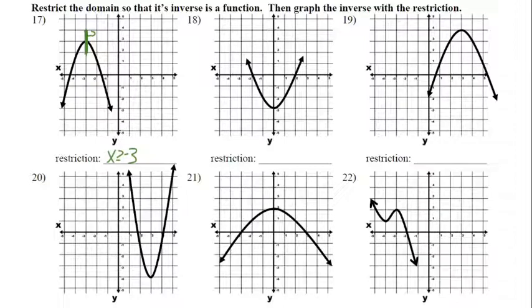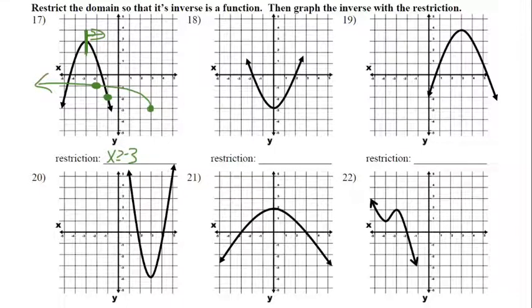So let's plot our points. -3, +3. So flip it, +3, -3. And pick another point. I'll do -1, -2. So -2, -1. That's the other point. So if I restrict it to x is greater than -3, I'm going to have something that looks like that.